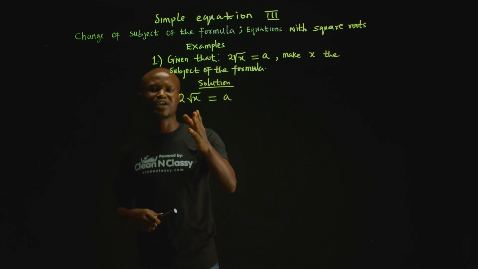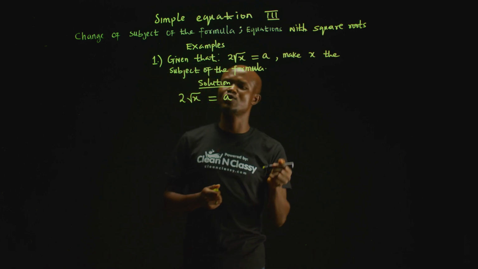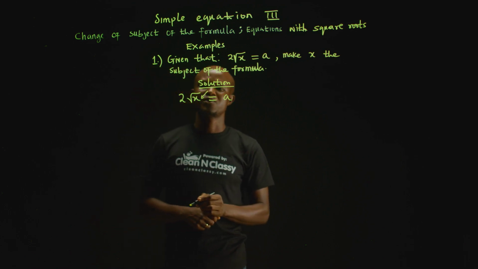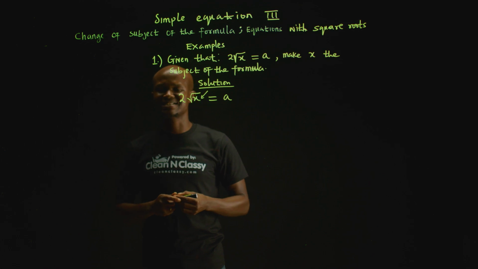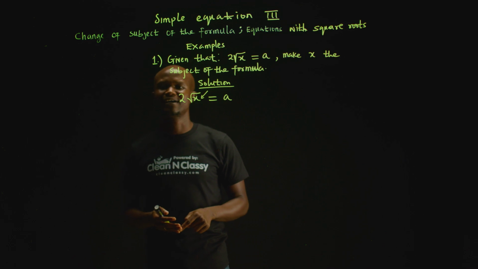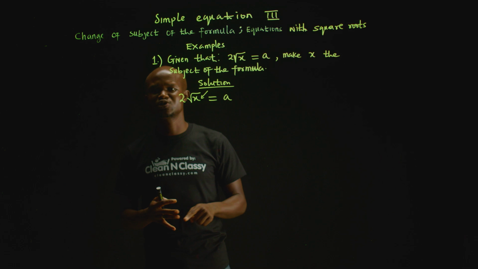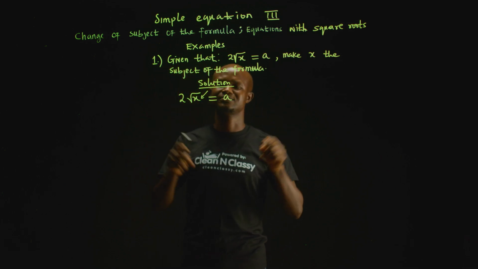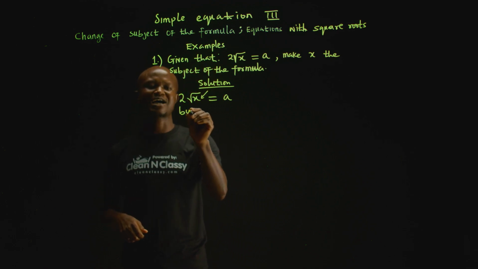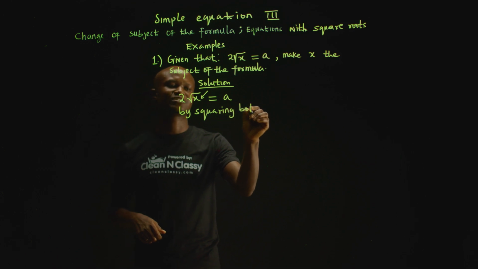Now, from what we have here, we want to make x the subject, and the x that we want to make the subject is inside what? The square root. Once the variable you want to make the subject is a term inside a square root, or is a letter inside a square root, what do you need to do? You need to square both sides. In this case, we are going to square both sides. So I will write, by squaring both sides.